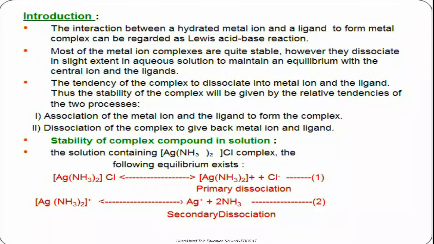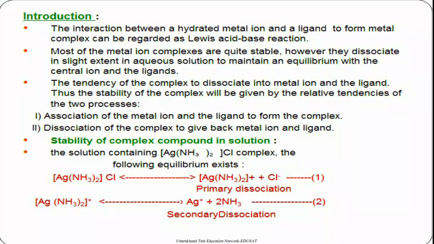For example, we are taking the example of [Ag(NH3)2]Cl. In aqueous solution, it decomposes into [Ag(NH3)2]+, which is taken in square bracket and is one species, and the chloride ion. These chloride ions are split or detached very easily, and we can say this is primary dissociation.